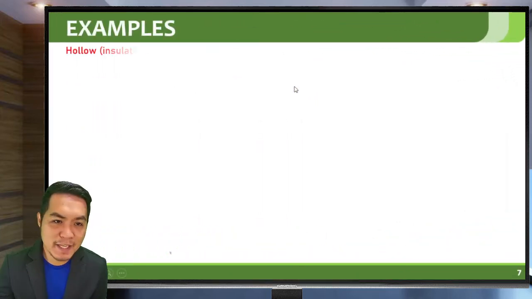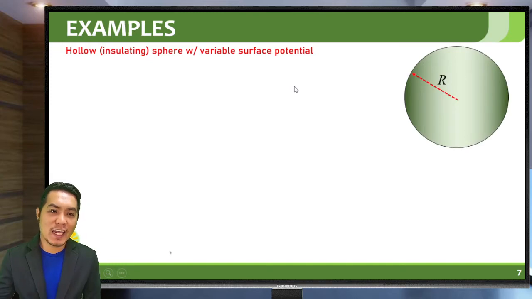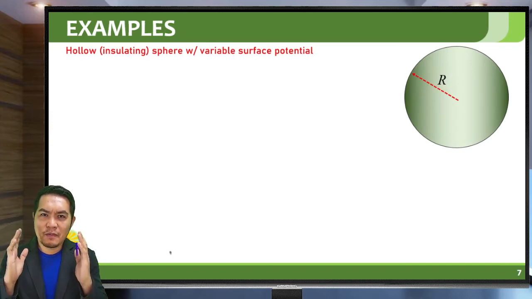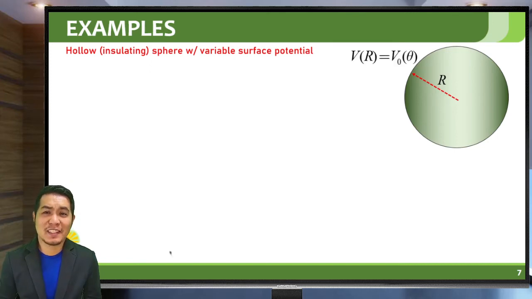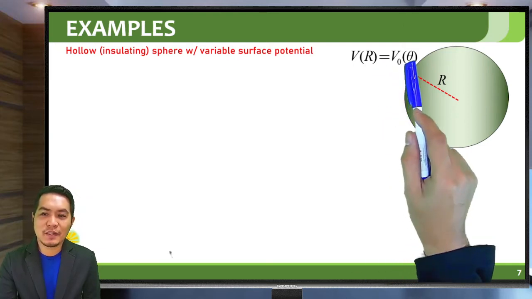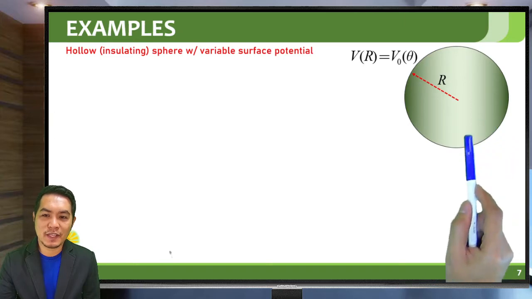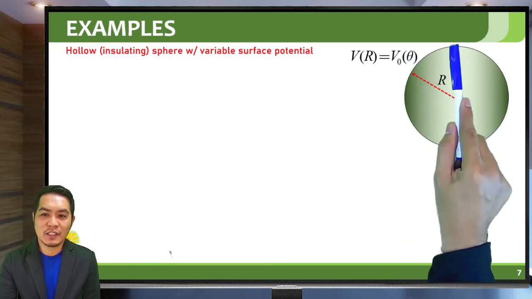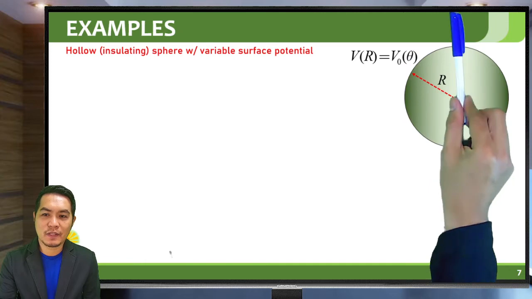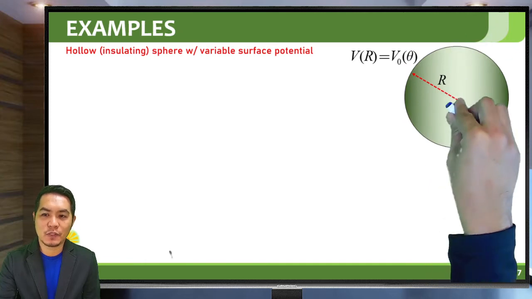So let's now have an example. We have here a hollow sphere with variable surface potential. From the statement alone, that it has a variable surface potential, it's not an equipotential surface, so this could not be a conductor. It's an insulator. Its potential depends on theta, the polar angle, which is measured from the positive z-axis, from the north pole to the south pole.